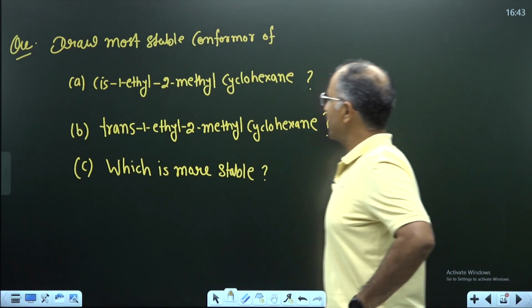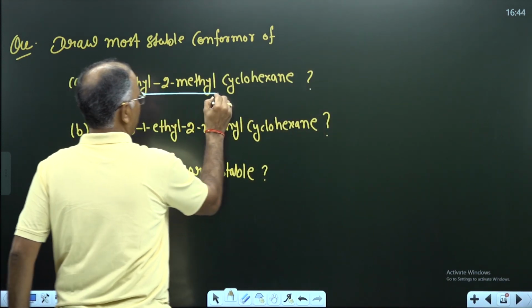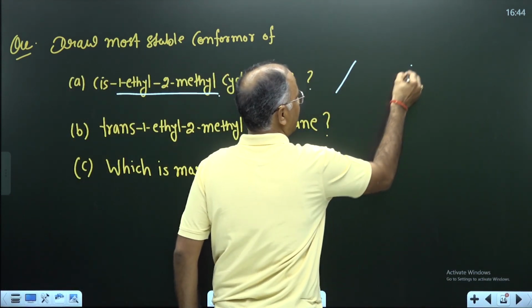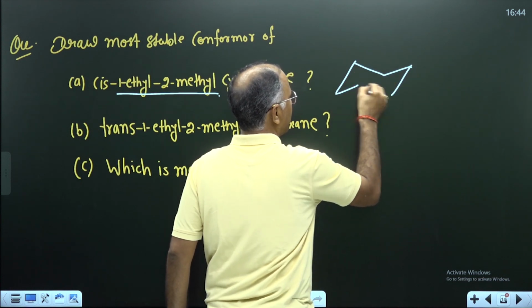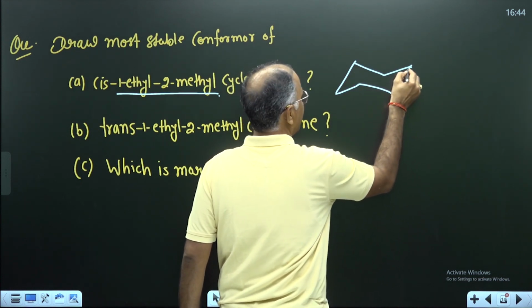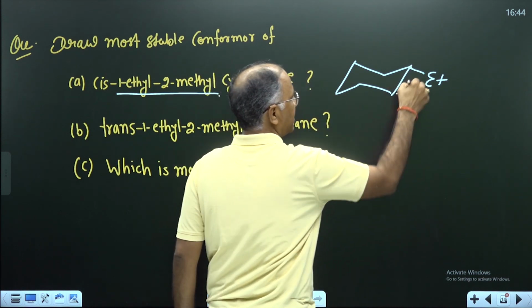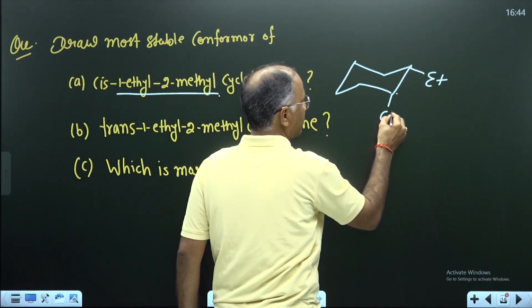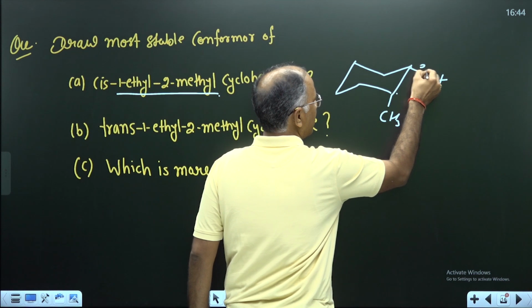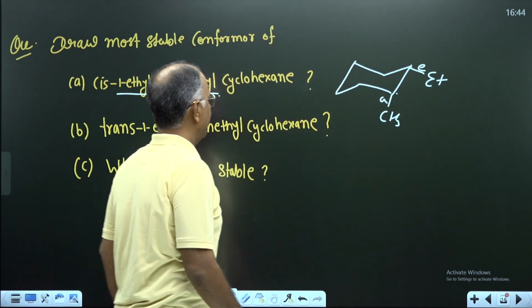Now cis 1-methyl and 2-ethyl, the same approach will be there. We will start with the equatorial position, 1-ethyl and 2-methyl, and we have to draw cis. This is down and this is also down, EA. This is our cis form.